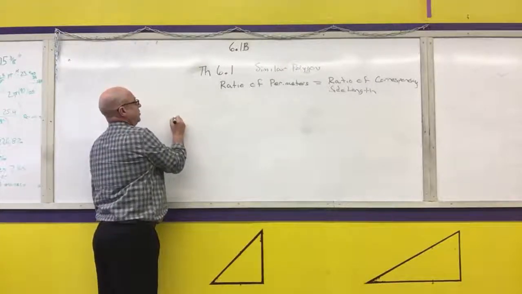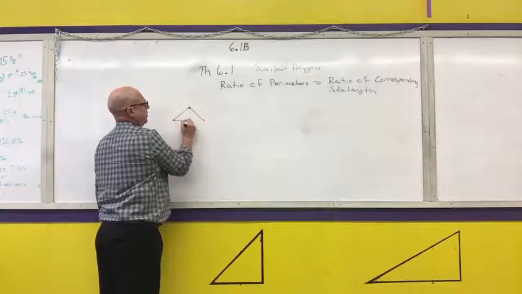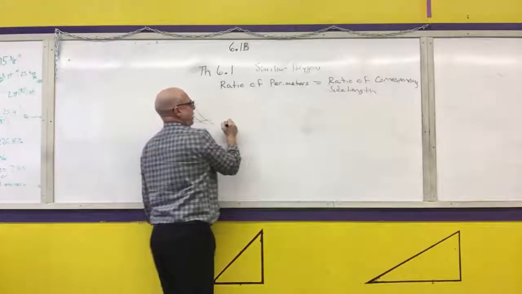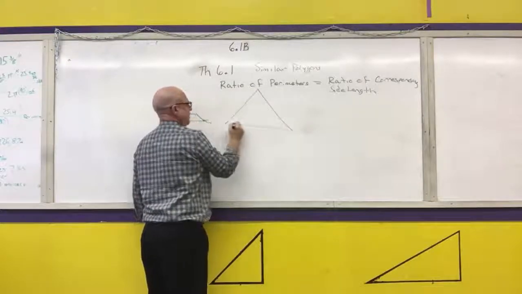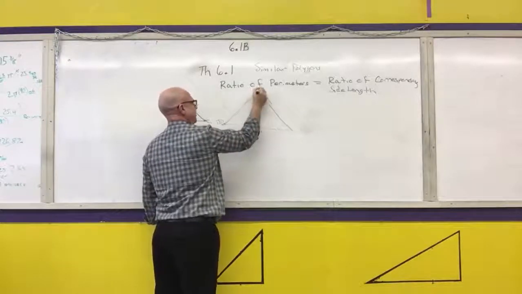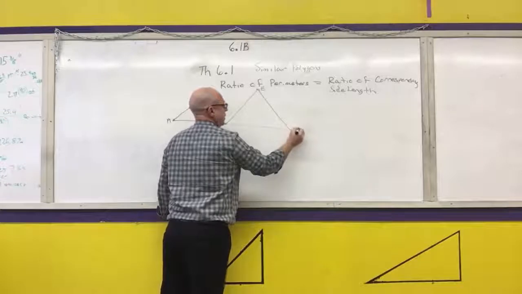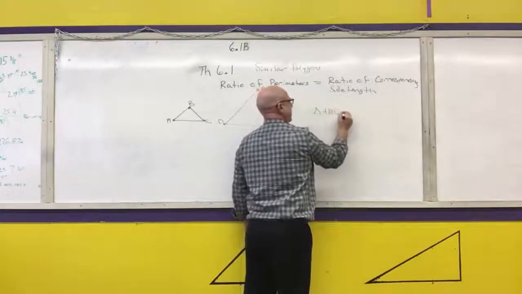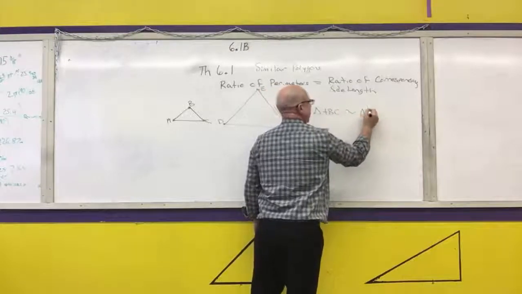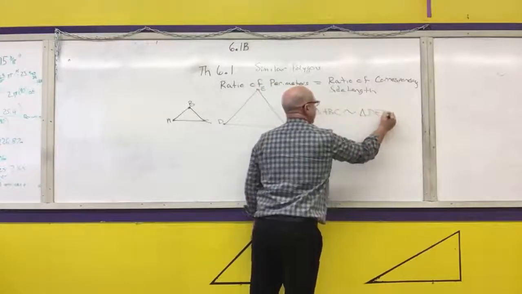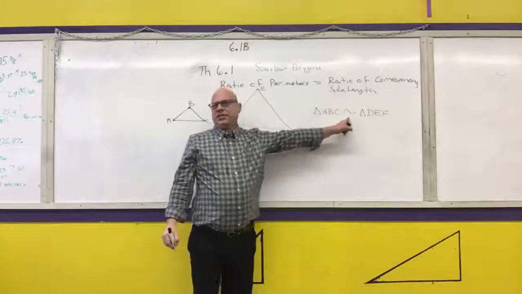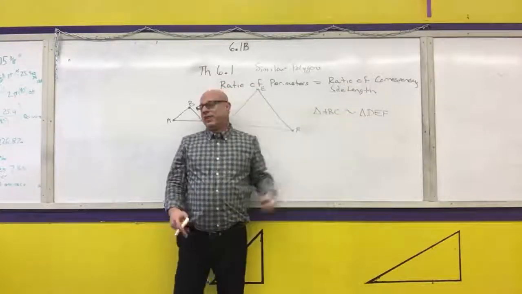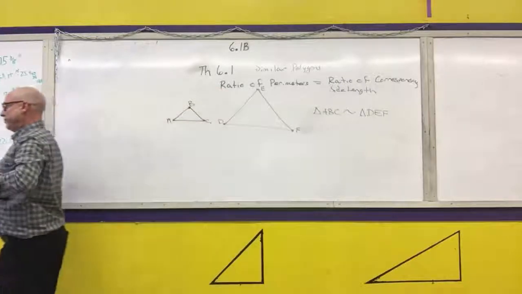In your book, they made a quadrilateral. On the notes, I'm not going to make a quadrilateral. I'm going to make two triangles, and I'm going to tell you that triangle ABC is similar to triangle DEF. The similar symbol is just the tilde, which is the top part of the congruent symbol. That's the same shape portion of the congruent symbol.